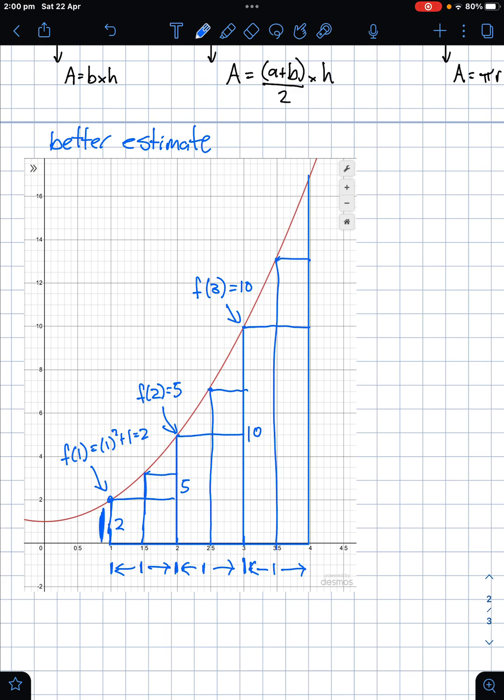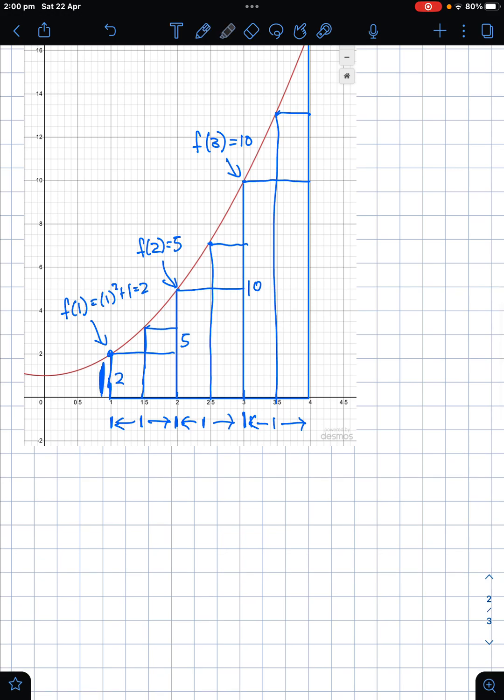So here, instead of doing 1, these widths would actually be a half and a half. So our first unit here would be a half times 2, plus the next one would be a half times, what's this value here going to be? So 3 on 2 squared. So this would be f of 3 on 2. And we'd have to keep going this way.